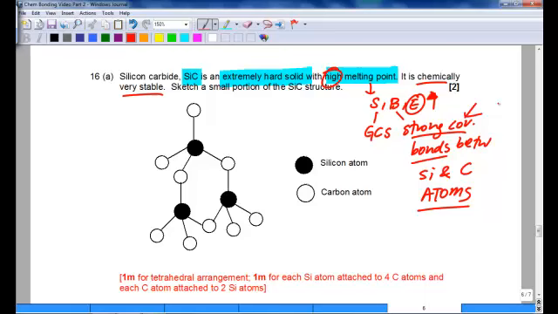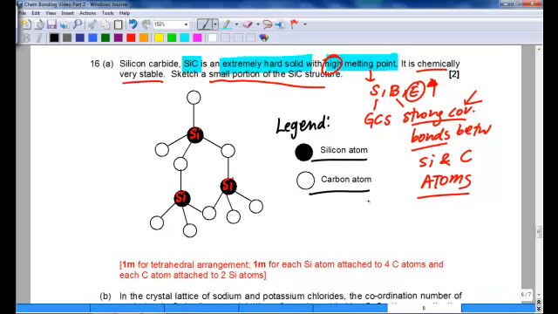Okay, and in this case they ask you to sketch a small portion of the silicon carbide structure. This one is just like your diamond structure, but you need to draw 3 sets. So 1 set, 2 sets, and 3 sets. Your silicon should be the central atom, not your carbon. So this should be your answer. And remember to write the legend, to indicate which is your silicon and which is your carbon.